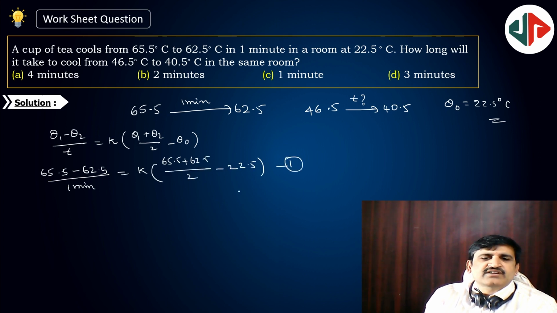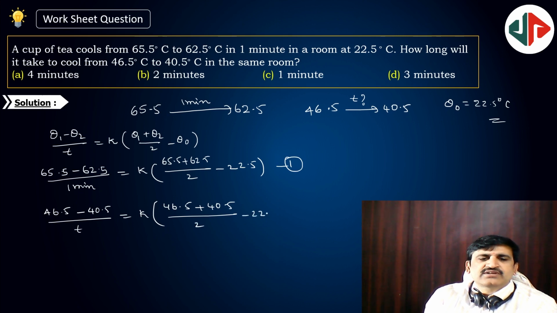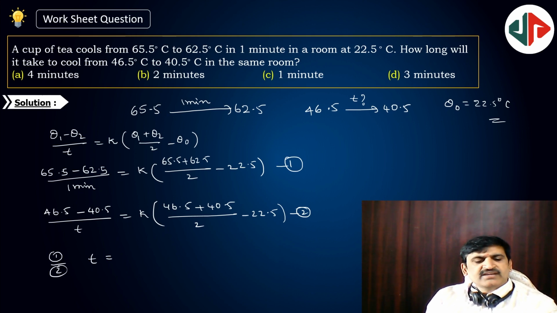This is equation 1. Let me write equation 2 also. 46.5 minus 40.5 by how much time T I have to find is equal to K into 46.5 plus 40.5 by 2 minus 22.5. This is the second equation. So dividing 1 by 2, how much will the T value come? It will come as 4 minutes, right? 4 minutes.